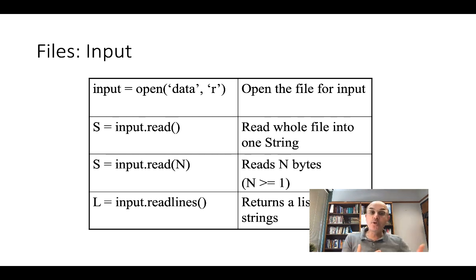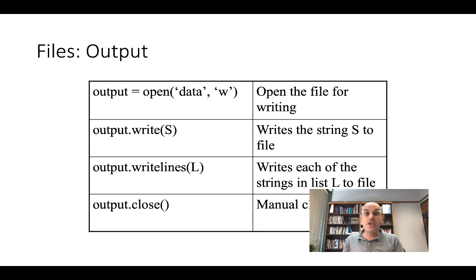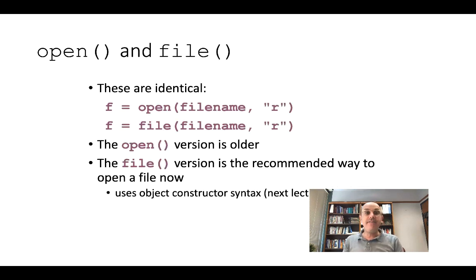So we have options when we are going to create our own files. We have options of how to read the files, how to apply the files. For example, if you only want to read the entire file as one string, you're going to say input.read, and if you want it as bytes or as a returning list of line strings, those are the options. And the same goes for the output: how to open the file for writing, how to write the string S to the file, and how to manually close the file if you want to.